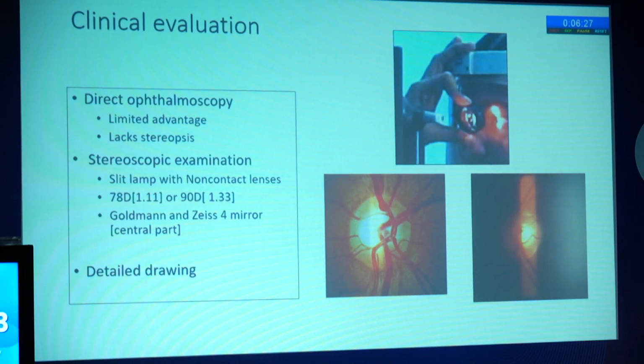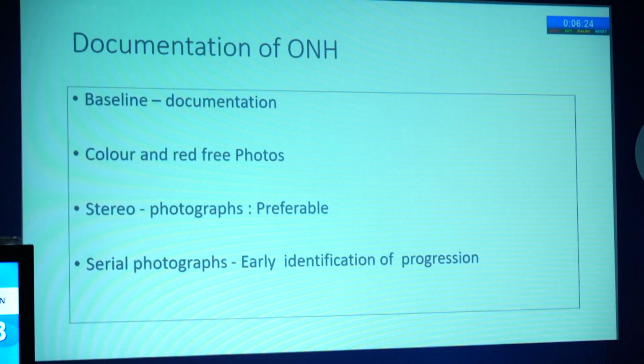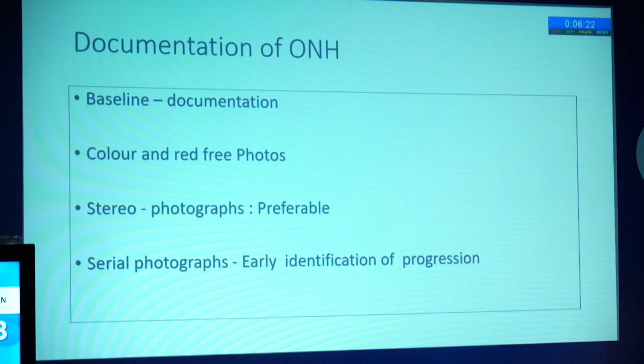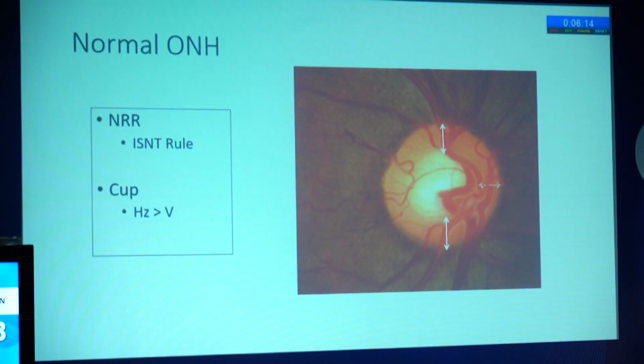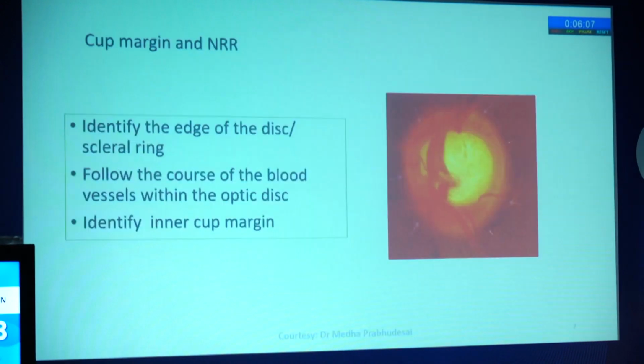Detailed drawing is always helpful. Baseline documentation is needed. You can have color and red-free photographs, and stereo photographs if possible. Stereo photographs help in early detection of glaucoma. Normal ONH follows the ISNT rule. The cup is horizontal as compared to vertical.